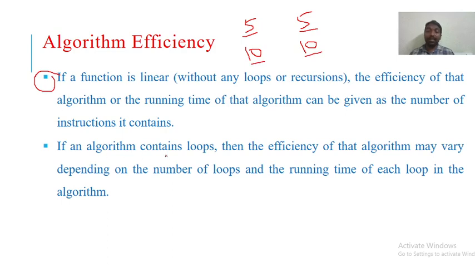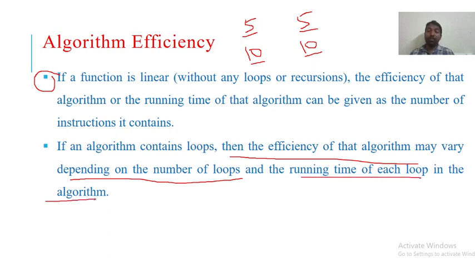Now if an algorithm contains a loop. Previously, without any loops and recursions, the statements execute step by step; if 10 instructions are there, it takes 10 seconds, and if 5 instructions are there, 5 seconds. But if you have loops in your programming, then the efficiency of that algorithm may vary depending on the number of loops. It means there will be variations between the programs. And the runtime of each loop in the algorithm will also be different.